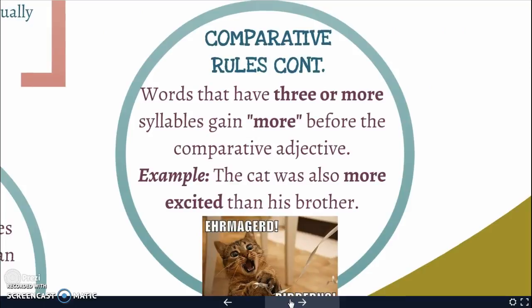When words have 3 or more syllables, you're going to put more before your adjective. So for this example, we're going to look at the word excited. If you clap out the syllables, ex-ci-ted, that's 3 syllables. So we're going to put more before it. The cat was also more excited than his brother. Make sure you filled in 3 on the line.